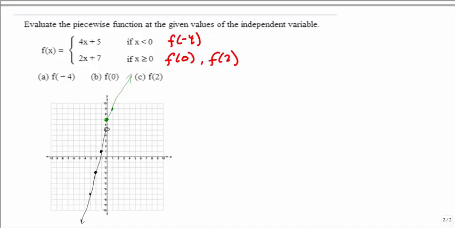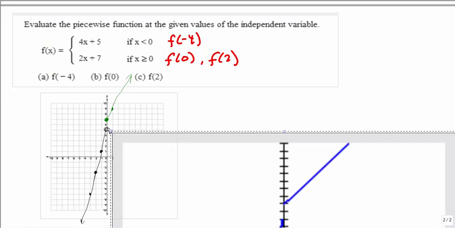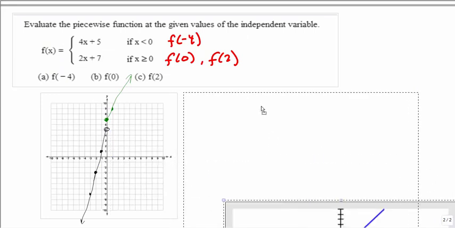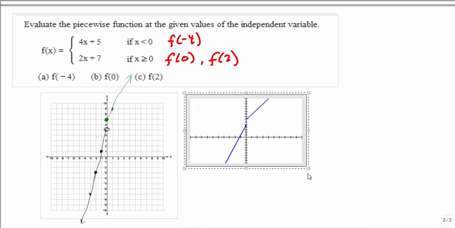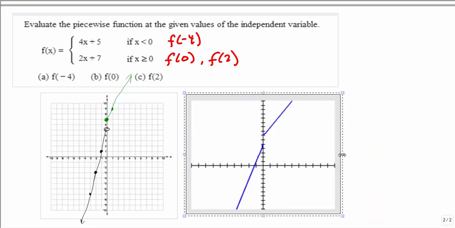So this is a piecewise function. And it looks a little bit nicer than my hand-drawn graph. Certainly the lines are straighter. Now if I wanted to evaluate like f of negative 4 and f of 0, I think I could do that here. Now one thing this graph doesn't show is my hollow and my filled points.